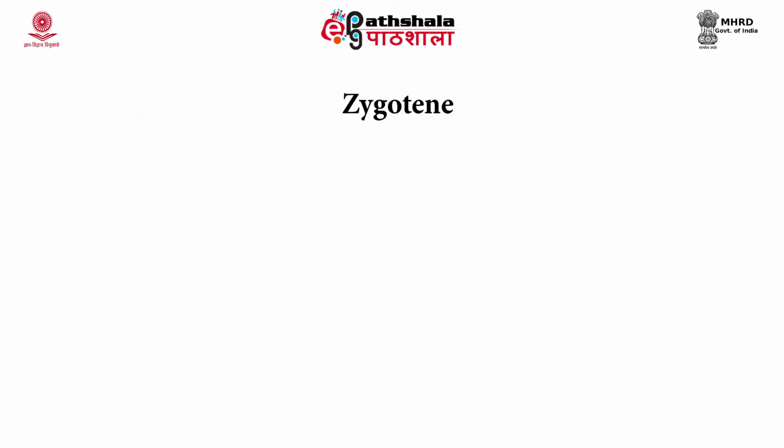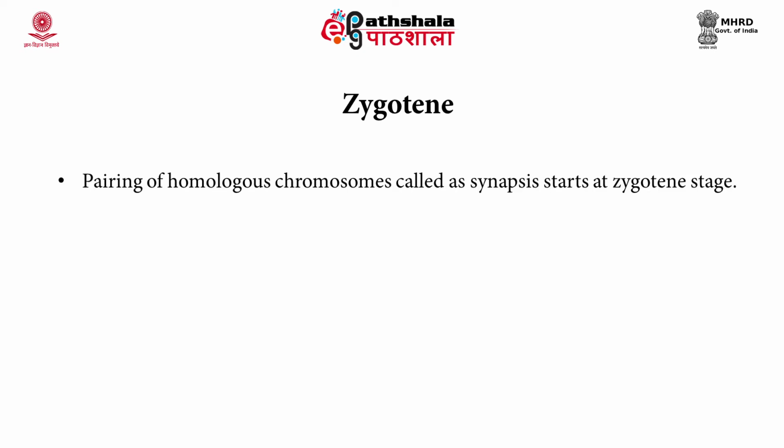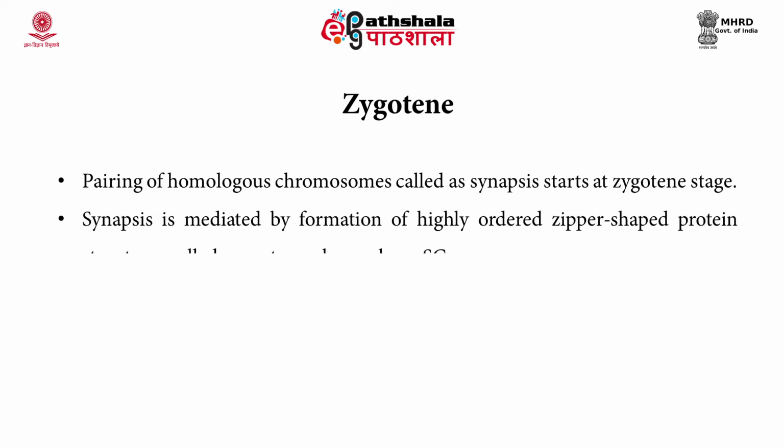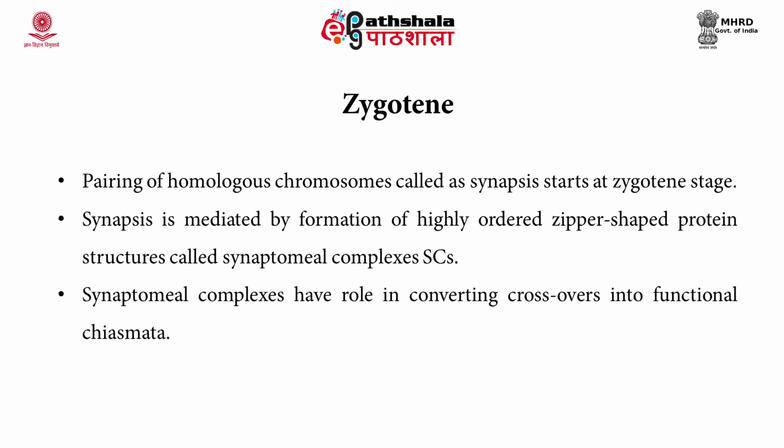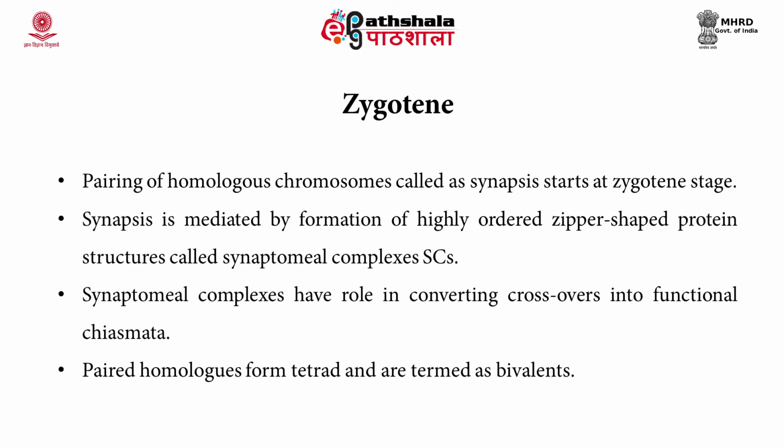The next stage following leptotene is zygotene. In this stage, pairing of homologous chromosomes, called synapsis, starts. Synapsis is mediated by formation of highly ordered zipper-shaped protein structures that are called synaptonemal complexes, or shortly SC. Synaptonemal complexes have a role in converting crossovers into functional chiasmata. Paired homologues form a tetrad and they are called bivalents.